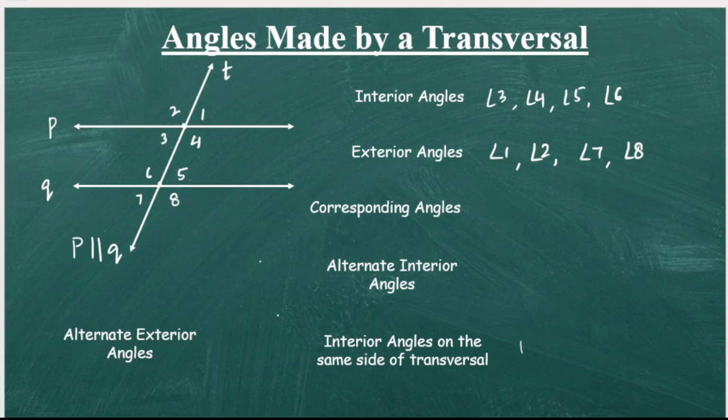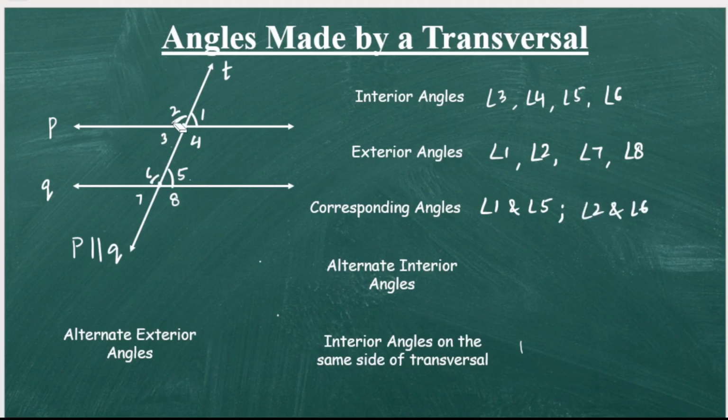Next, corresponding angles. Angle 1 and angle 5 are corresponding angles. Why? Because they correspond to each other. They are on the same side of the transversal and on the same side of the parallel lines. They both are on the right side and on the upper side of the parallel lines, correct? So 1 and 5. My other pair of corresponding angles will be 2 and 6, so angle 2 and angle 6 is another pair.